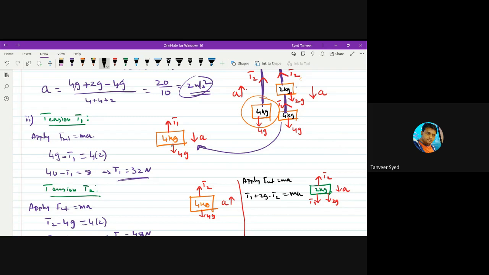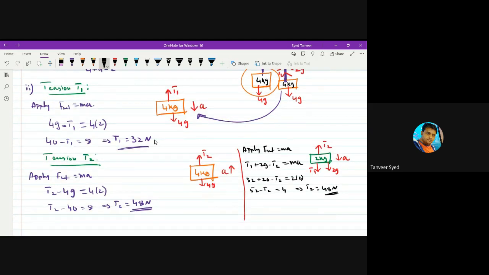T1 we have already got, 32. So 32 plus 20 minus T2 is equal to 2 into 2. 52 minus T2 is equal to 4. That means T2 is equal to 52 minus 4, 48 Newton. Same thing. Yes, sir.